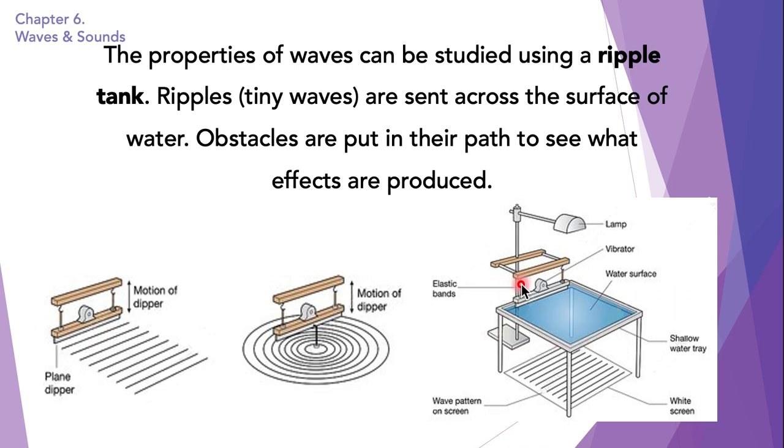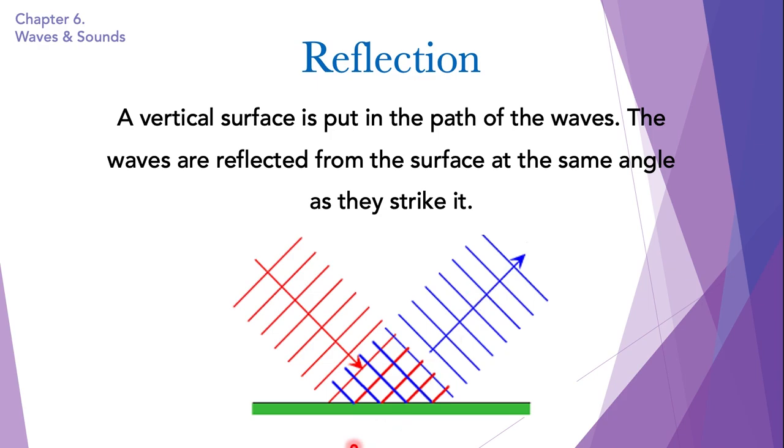So now we're going to look at the first effect of waves. This is reflection. When a vertical surface is put in the path of the waves, they are reflected from the surface at the same angle as they strike it. So if the waves are at this angle when they strike the block, they go off at the same angle but in the opposite direction. So this is reflection. As you can see, the waves overlapped each other at this point and we can see it. So this is reflection of waves.